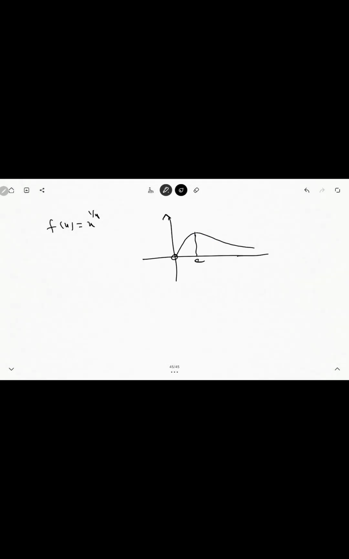X to the power of 1 by x is increasing up to e, and after e it will be decreasing like this. And also y is equal to 1 is the horizontal asymptote.